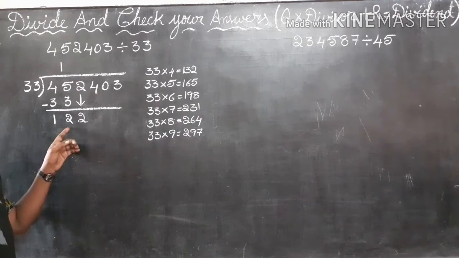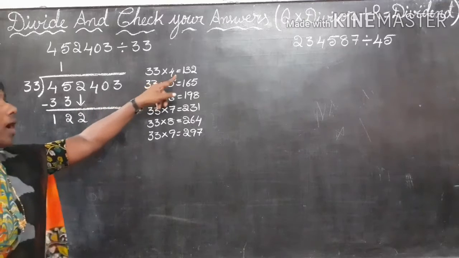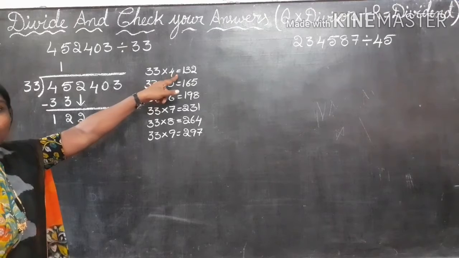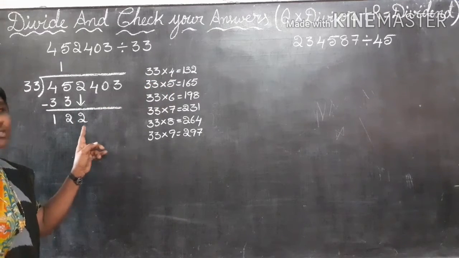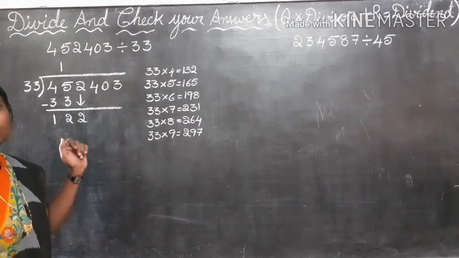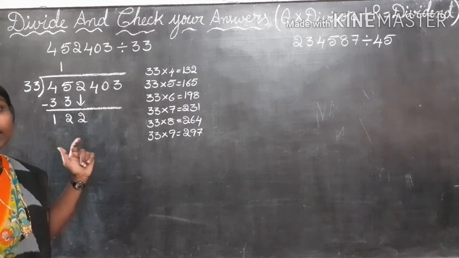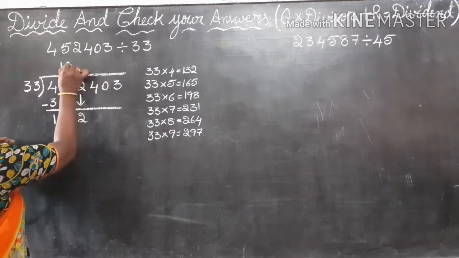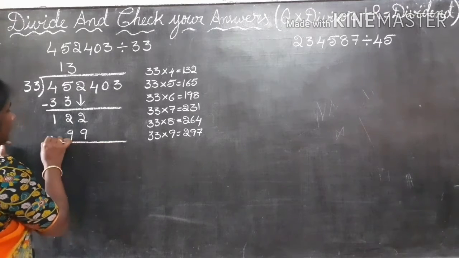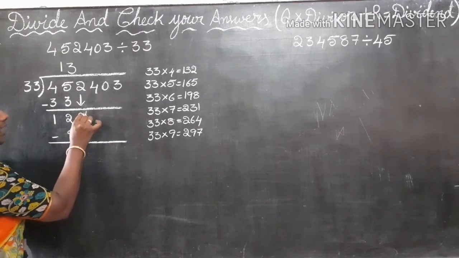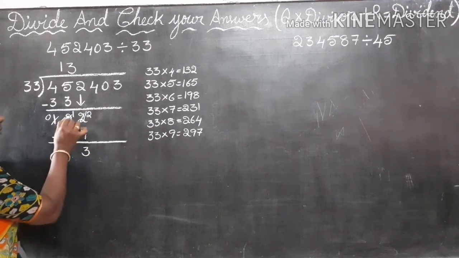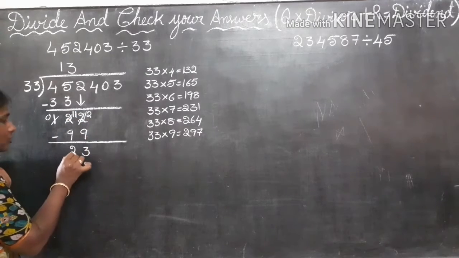Now 122. 33 fours are 132, 33 threes are 99. But this 132 is more than 122. So before that, 33 threes are 99. Do the subtraction. Here it is 12, here it is 1. 12 minus 9, 3. Here from here to here borrow. 1 becomes 11. 11 minus 9, 2. 0.